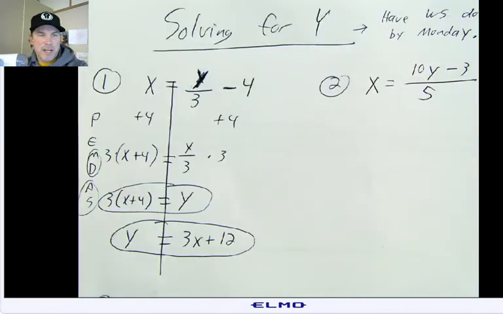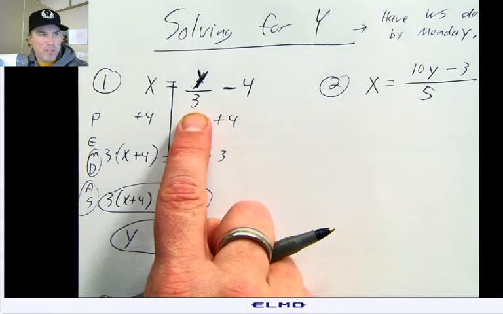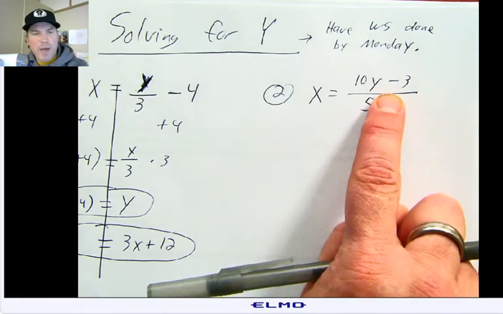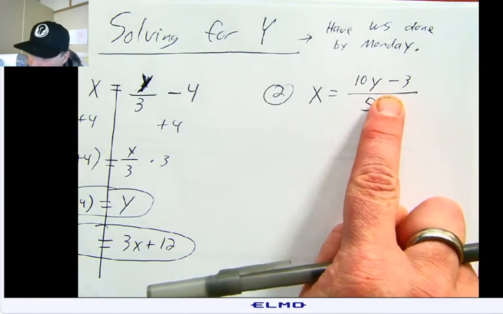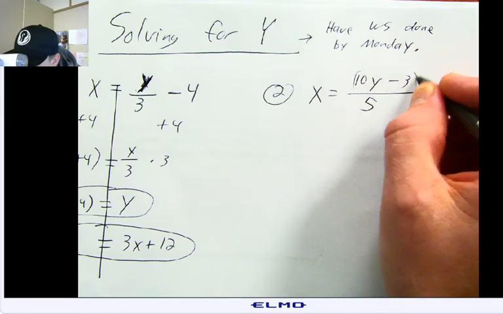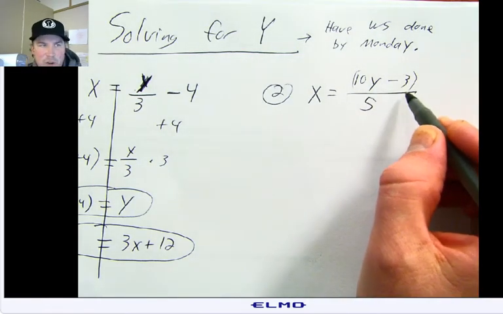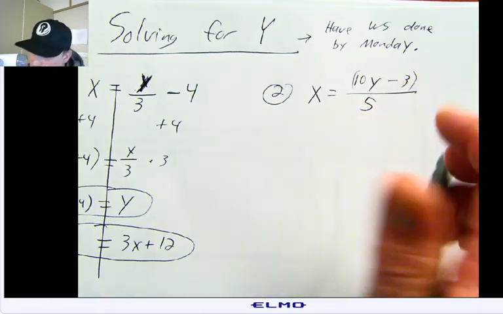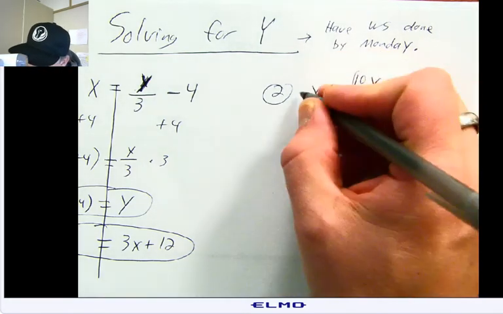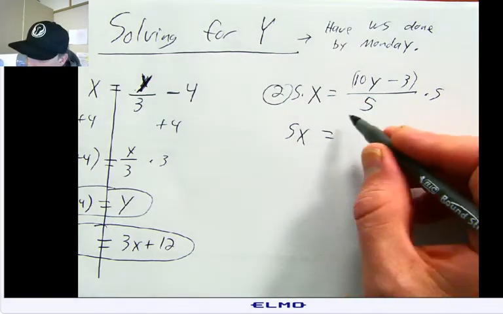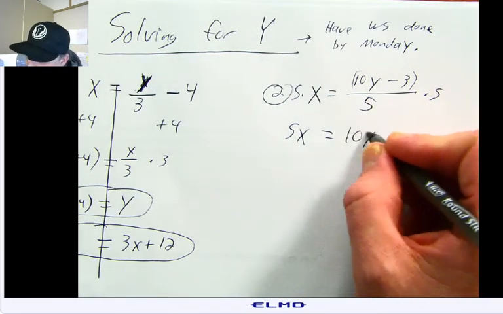Now on this one, instead of the fraction being over just one of the variables, it's over the entire thing. So I do have an addition or subtraction to do, but this 10y minus 3, because it's on a division bar, actually acts like a set of parentheses. So if I'm going to do the parentheses last, what I can do before that is deal with this divide by 5, and I can do that by multiplying both sides by 5.